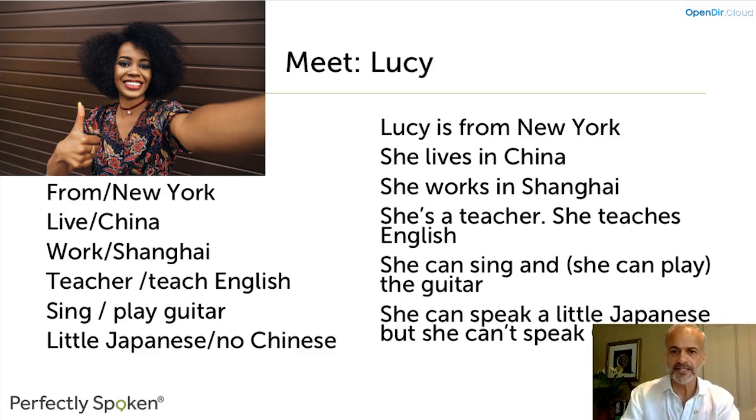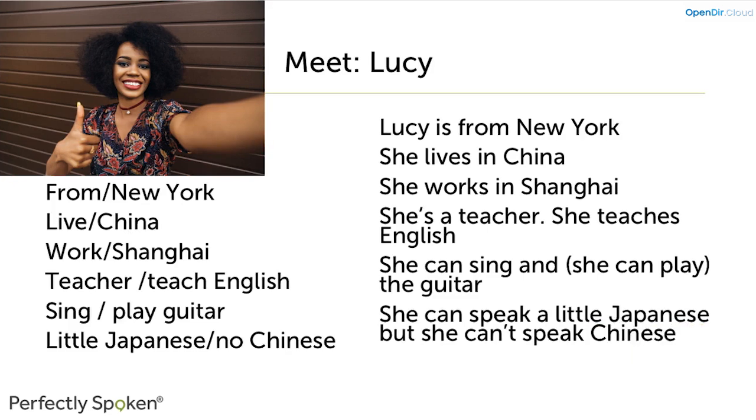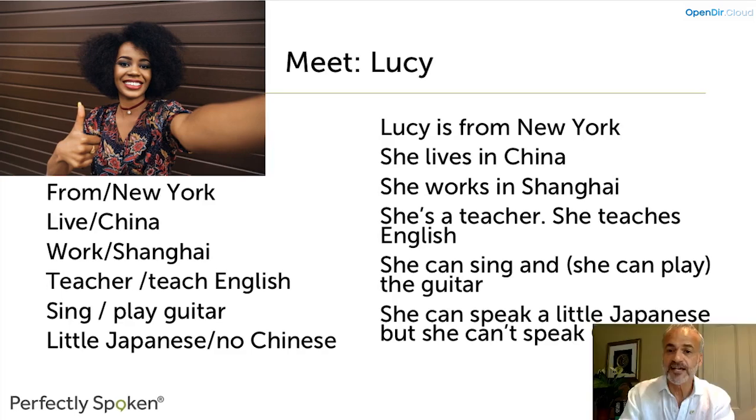And abilities, she can sing and she can play the guitar. And with but, remember, if it's a negative, she can speak a little Japanese, but she can't speak Chinese. Okay, that's the example. Now you practice with the next ones.